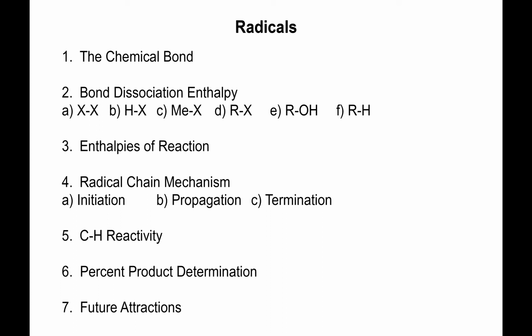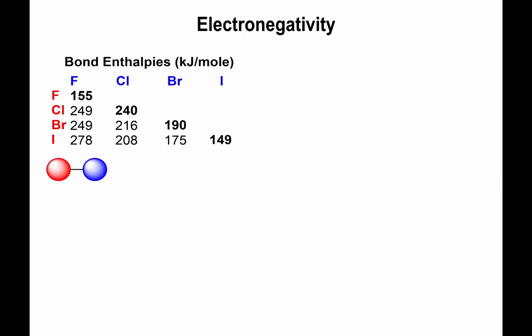Today we will talk about radicals, and let us start by having a little mini review as to what the chemical bond represents and what it is. You may recall from general chemistry that when you combine two elements together, you form a bond. If the elements are nonmetals, the bond is regarded as being covalent.